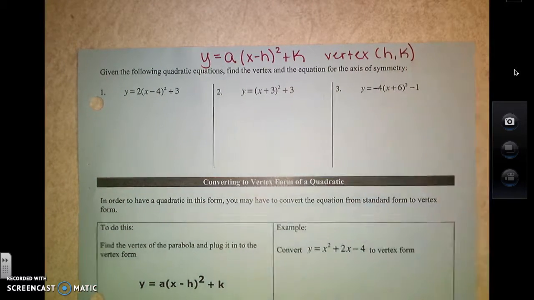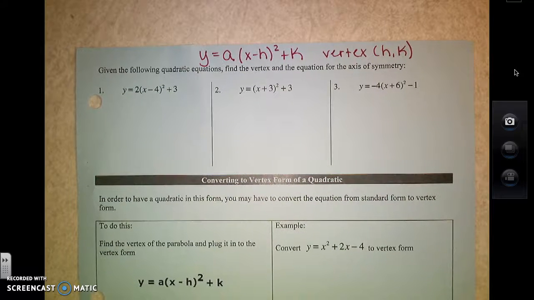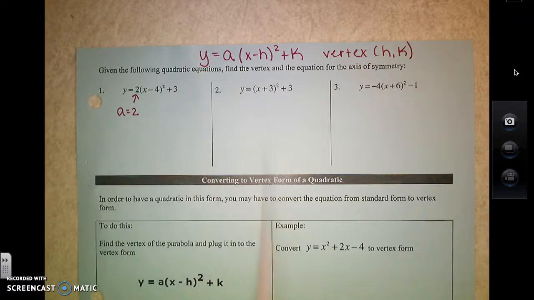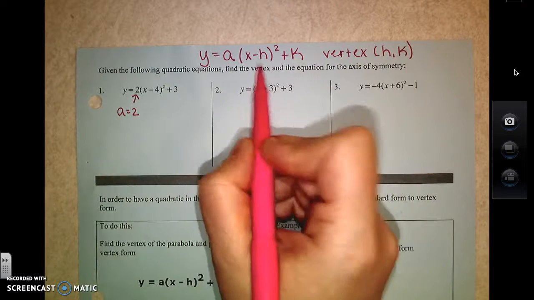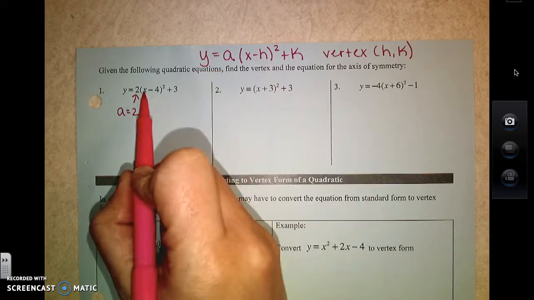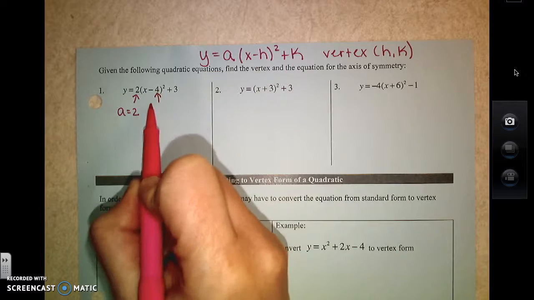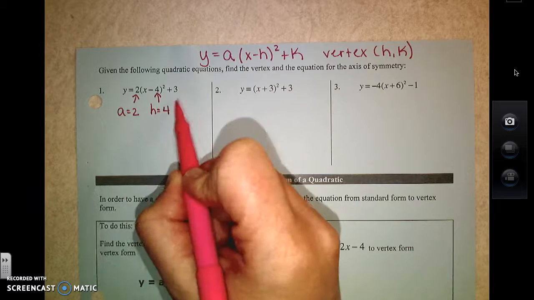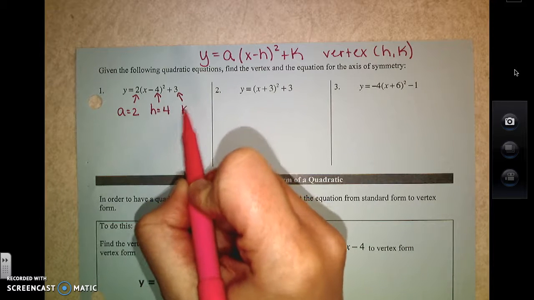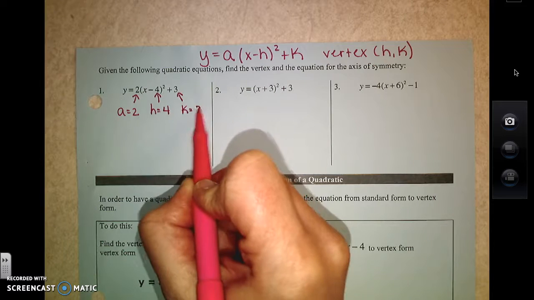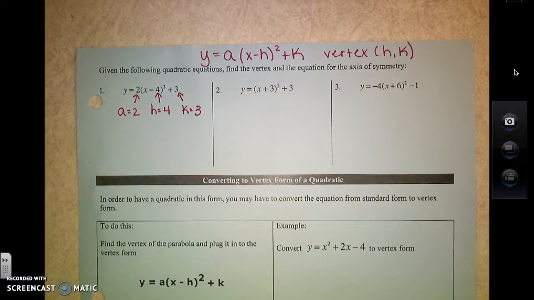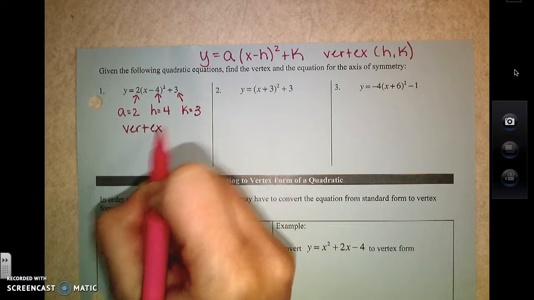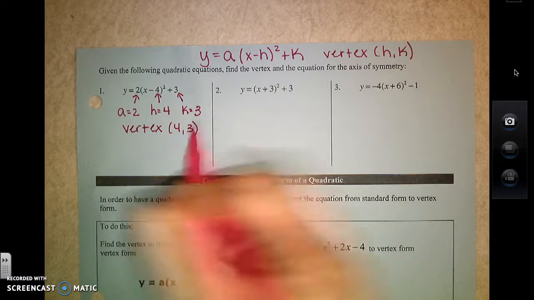We're going to look at this first example. It's right in this form for us. So 2 is our a value. A is equal to 2. Then it says x minus h, and this says x minus 4. So h is 4. Again, if it says minus 4, this is going to be positive. And then k is equal to, since it says plus 3, k is equal to positive 3. So the vertex of this parabola is at 4, 3.